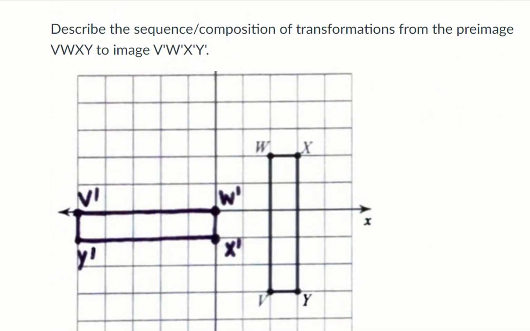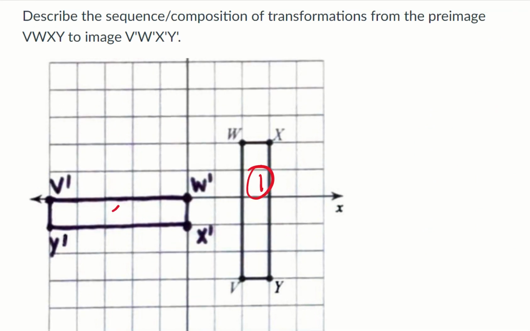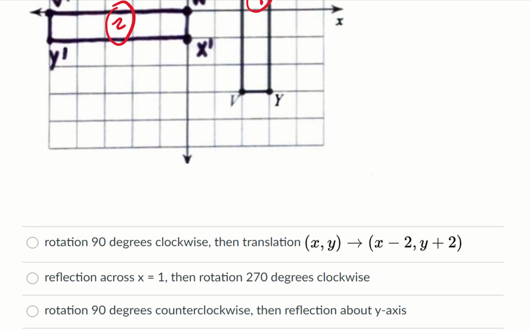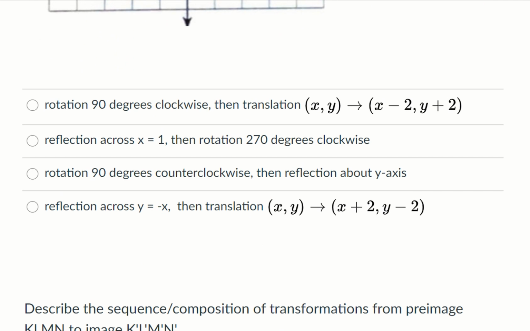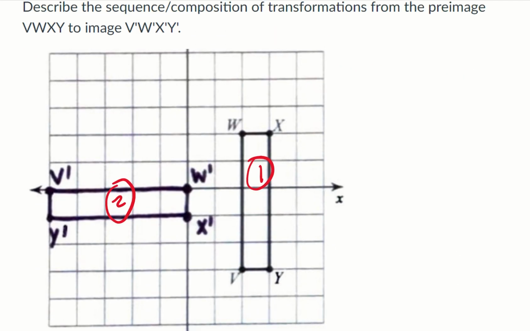All right, describe the sequence of composition of transformations from the pre-image to the image. So we want to go from here to here. Basically they give us options here, and we have to figure out which option works best. Now, just looking at this, it looks like V rotated that way. It also looks like Y rotated that way.